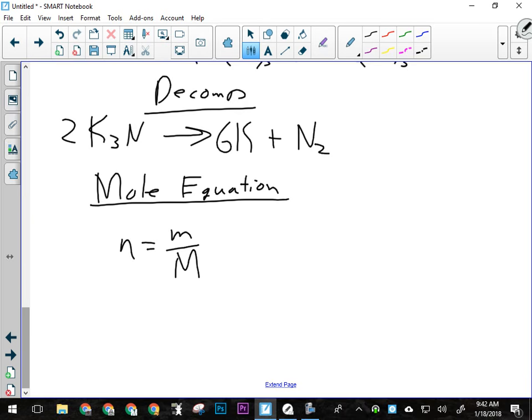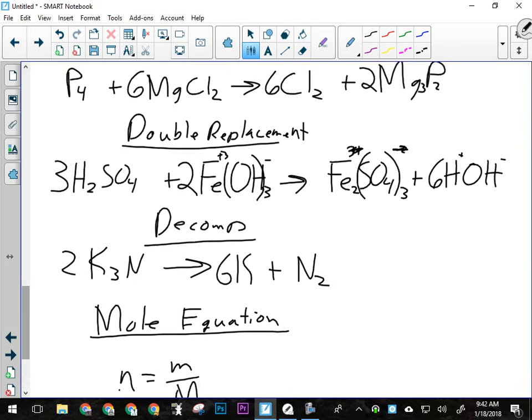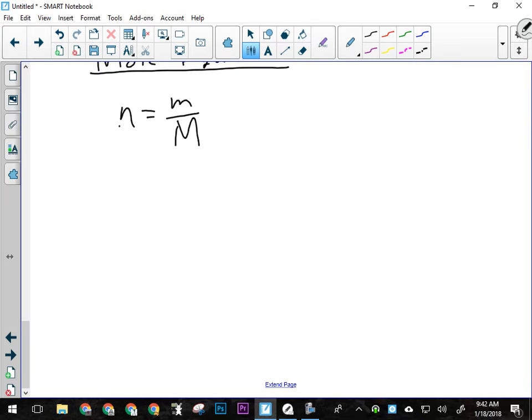n equals little m over big M. n is the number of moles. Little m is the mass. And big M is the molar mass. Ironically, they all start with M. It's just dumb. Anyway, that's chemistry.